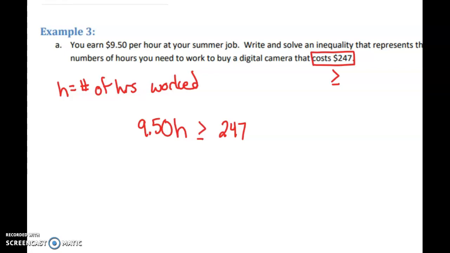All right, so then to solve, all we would do is just divide by 9.50. So you have 247 divided by 9.5. I typed that on my calculator. And I find out that H is greater than or equal to 26. So that means you have to work 26 hours or more to be able to buy that digital camera.